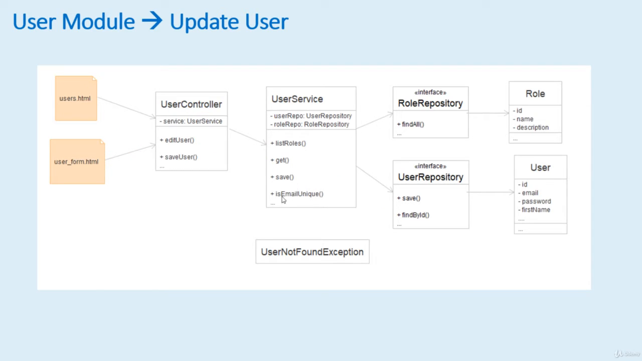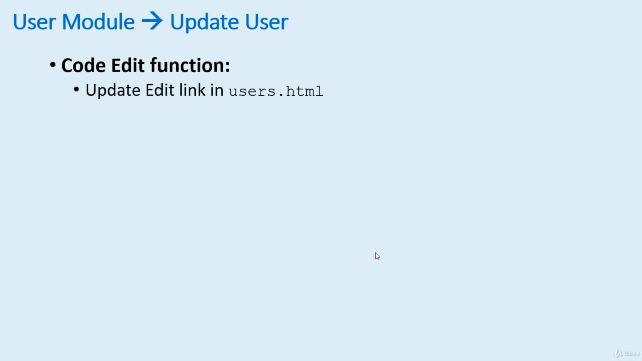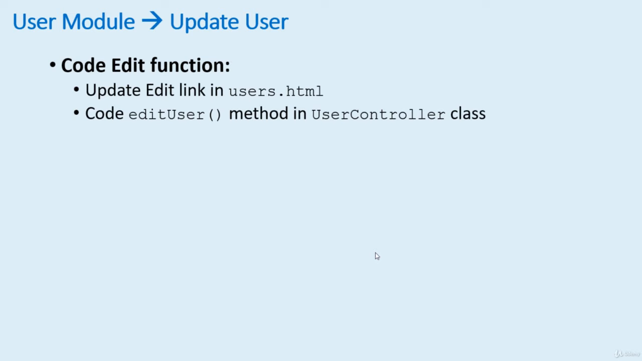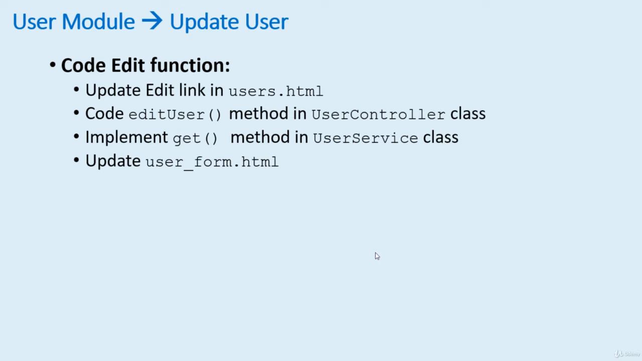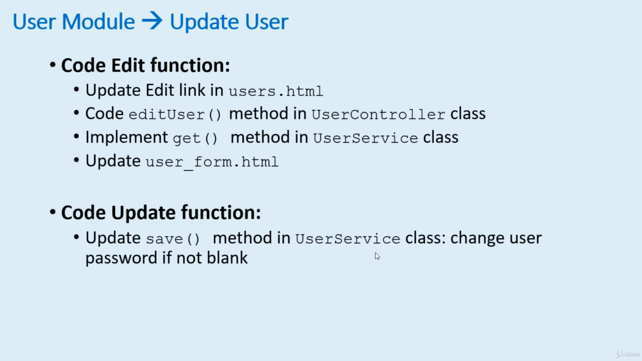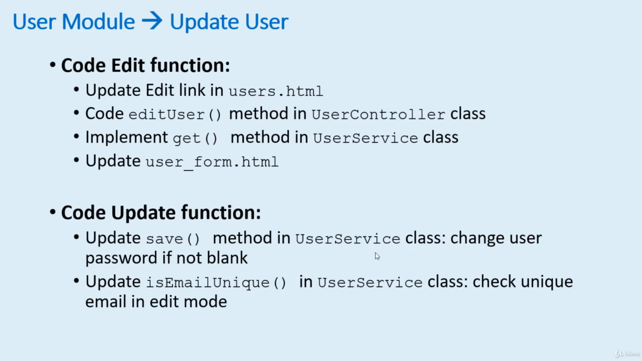And we also need to update the isEmailUnique method in the user service class for checking the uniqueness of user email in edit mode, and update the save method that persists the user details into the database. For coding the edit function, we need to update the edit hyperlink in the user's listing page, code the edit user method in the user controller class, implement the get method in the user service class, and update the user form page. And for coding the update function, we need to update the save method in the user service class to change the user password if not blank, and update the isEmailUnique method in the user service class for checking the uniqueness of user email in edit mode.